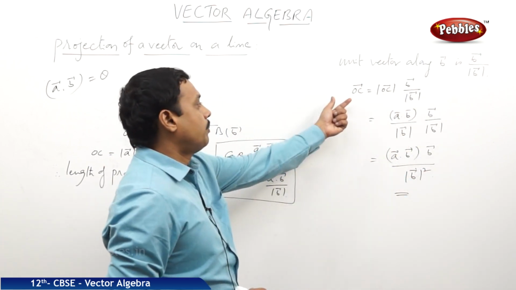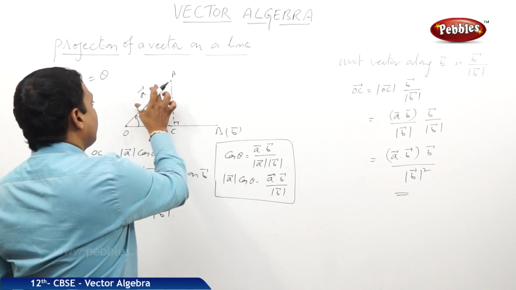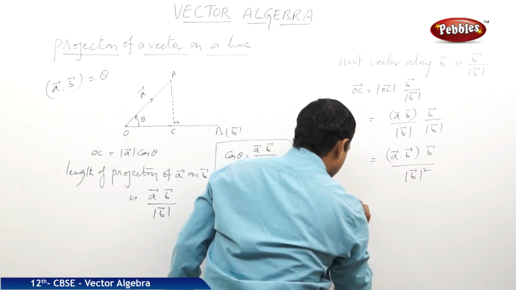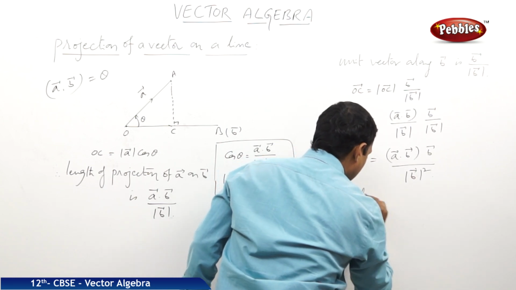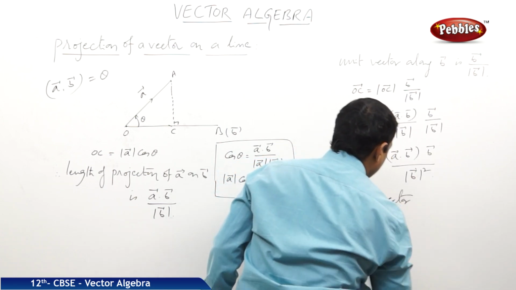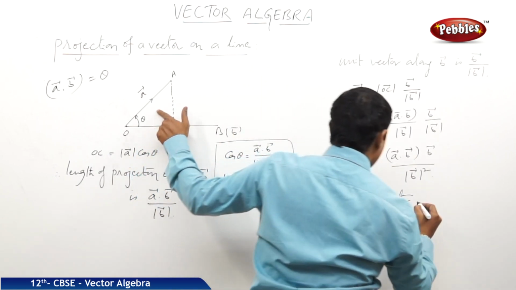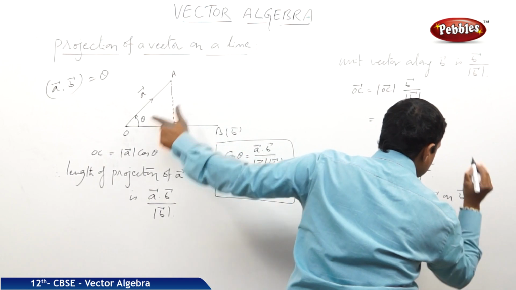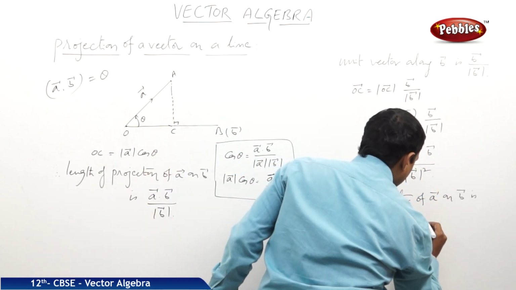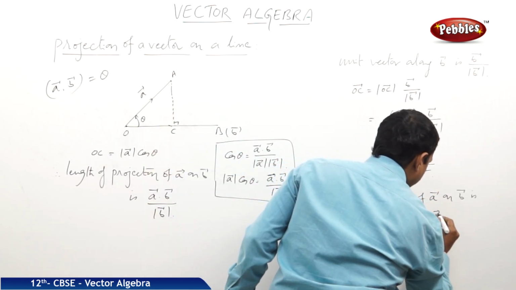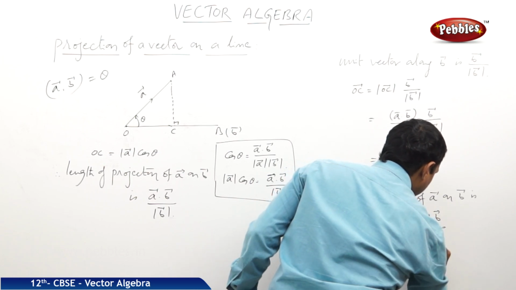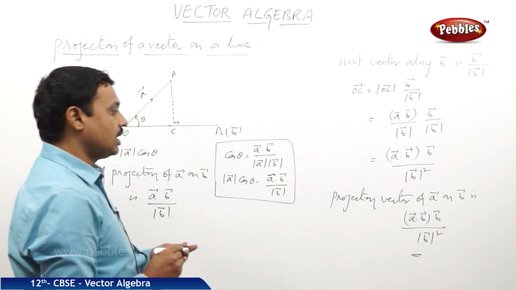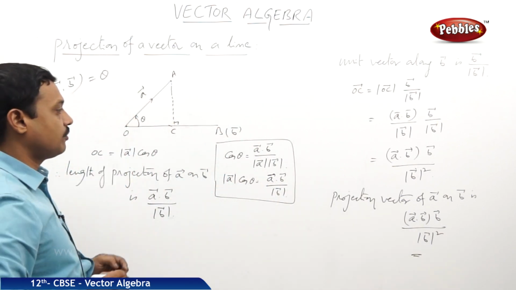Therefore, the projection vector of A bar on B bar is A dot B into B by mod B square. Now, that is the important definition of the projection of a vector.